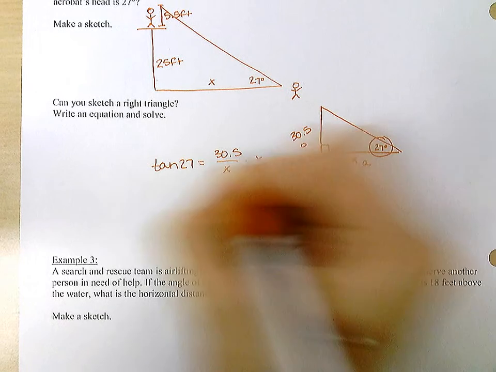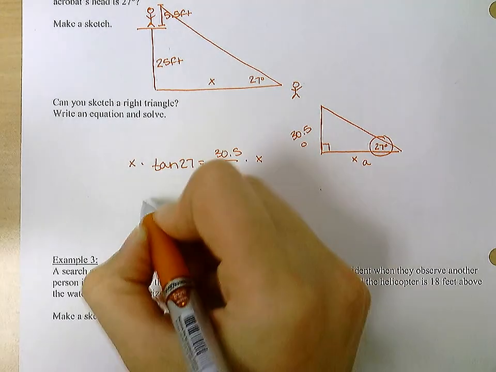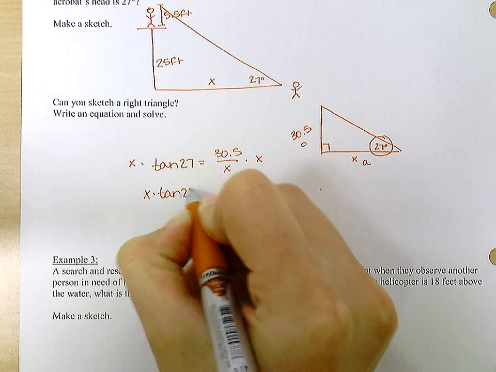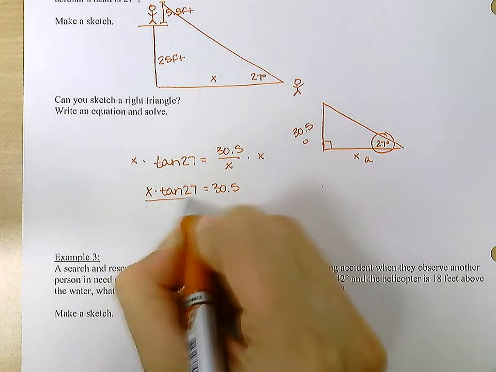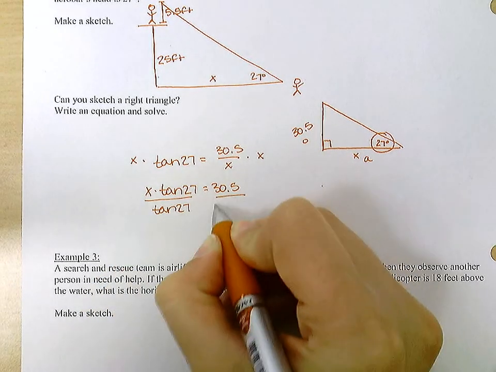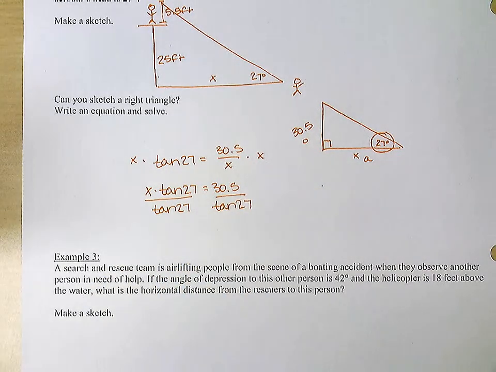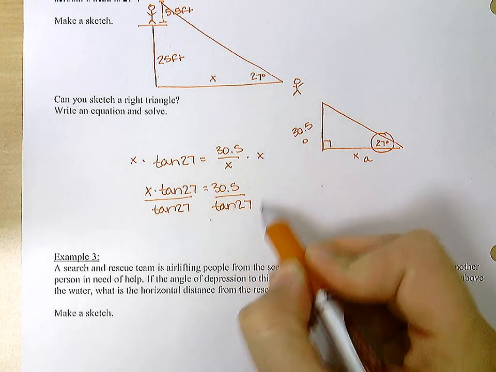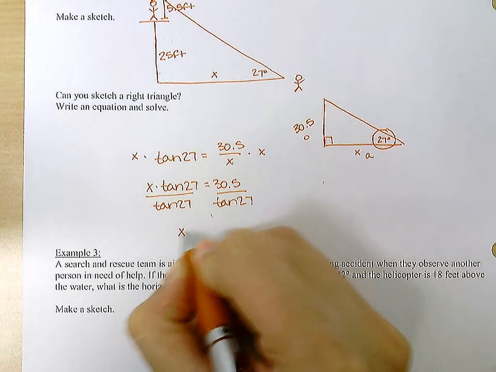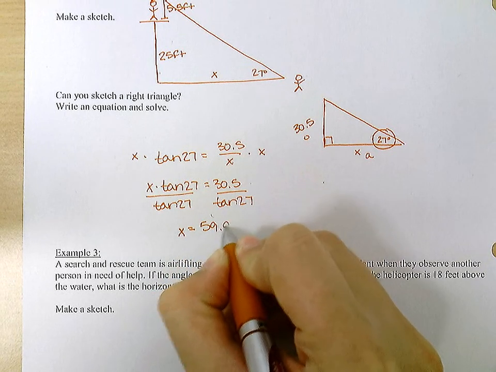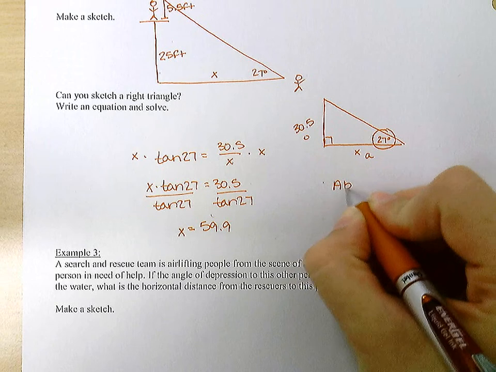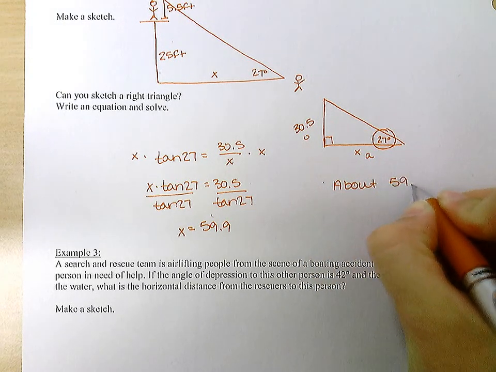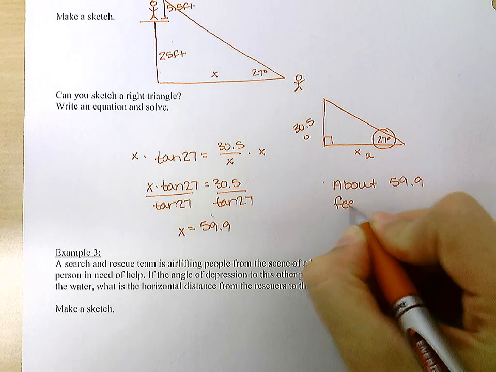Multiply both sides by x to get it out of that denominator. So we have x times the tangent of 27 is equal to 30.5. Divide both sides by tangent 27. I can plug this into my calculator then. And you should have had x is equal to 59.9. So we could say that audience member is about 59.9 or 60 feet away.